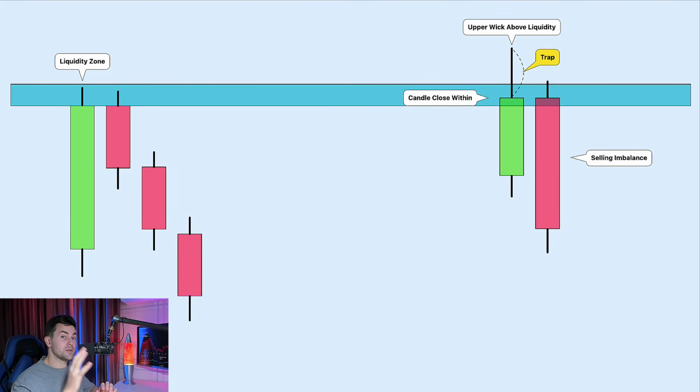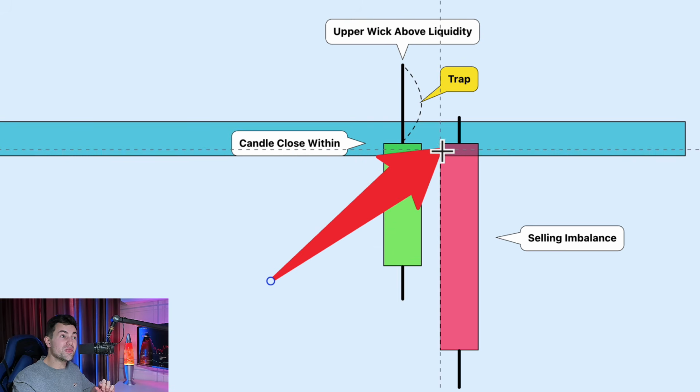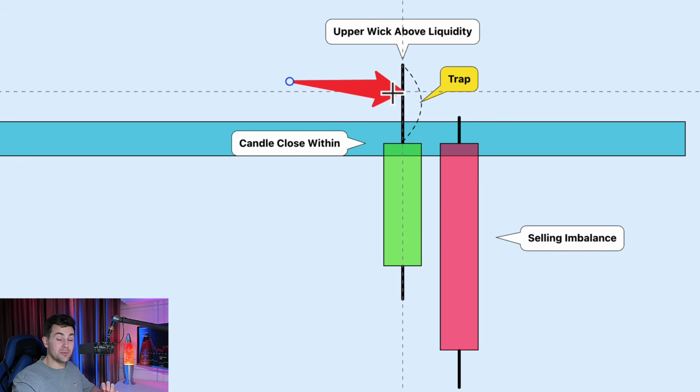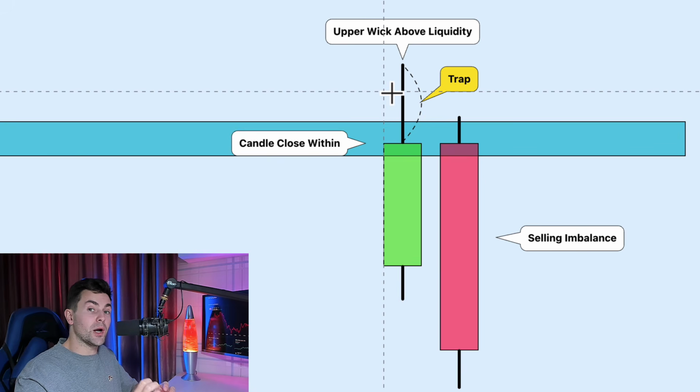First, the price should test a historic liquidity supply zone. Make sure that when the test occurs, the candles strictly close within the liquidity zone or below that. A bullish trap will be the upper wick above the liquidity zone. And usually this upper wick will be long in comparison to a body size.